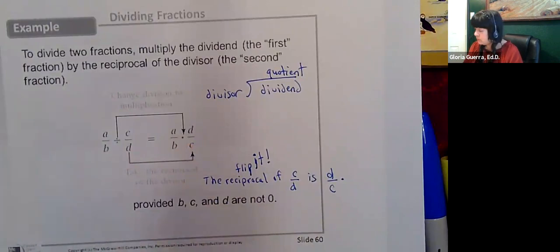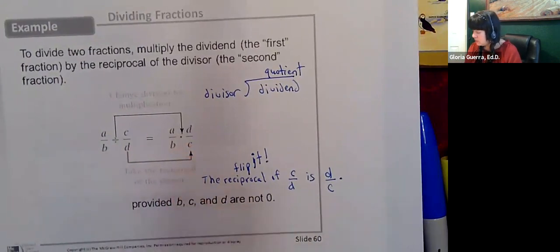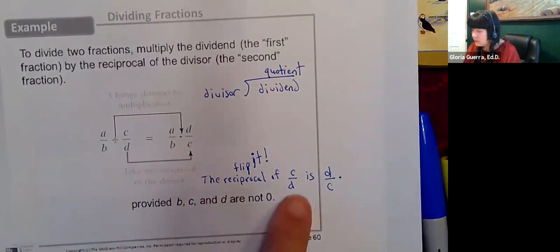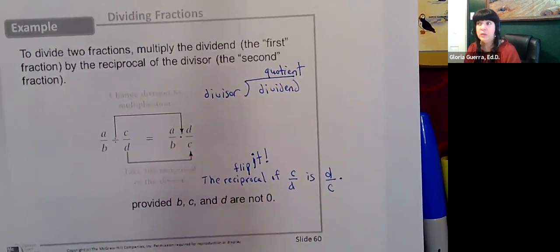And they're saying that B, C, and D cannot be zero. Because if you let B or C or even D be zero, no number is divisible by zero. We're not allowed to divide by 0. So B, C, and D cannot be 0.